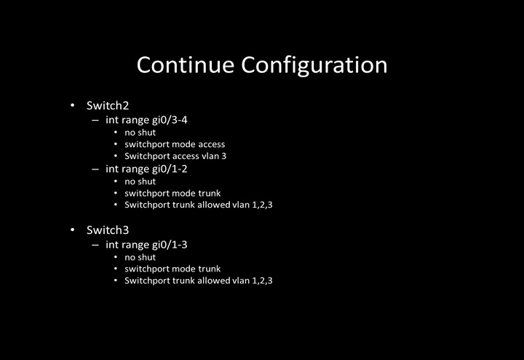And we move on to interface range GI0/1 through GI0/2. Again, a no shut, switchport mode trunk, switchport trunk allowed VLAN 1, 2, and 3 to allow trunking from switch 2 for all of the VLANs. And finally, on switch 3, we did an interface range GI0/1 through GI0/3, allowing no shut, and we did the switchport mode trunk to allow trunking through VLANs 1, 2, and 3.